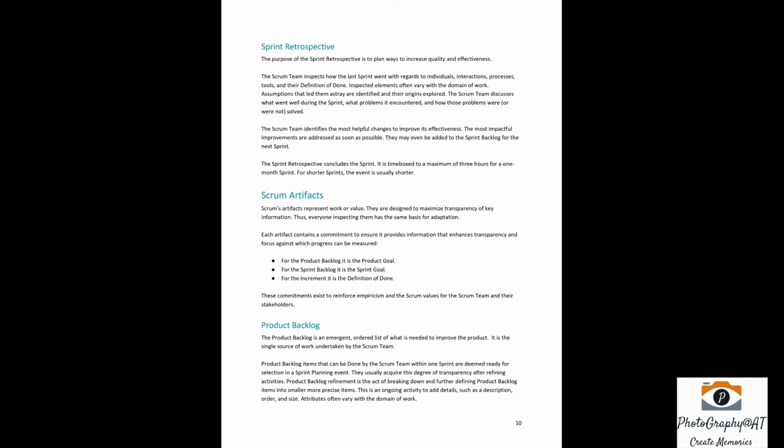The sprint retrospective concludes the sprint. It is time-boxed to a maximum of 3 hours for a 1-month sprint. For shorter sprints, the event is usually shorter.